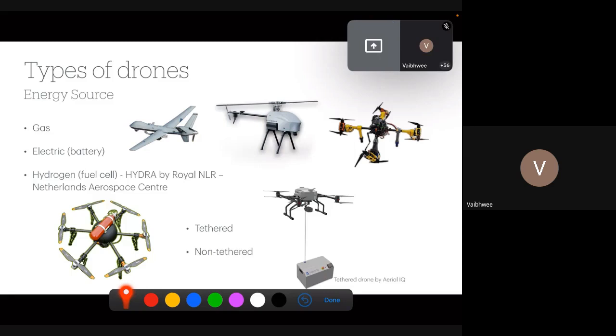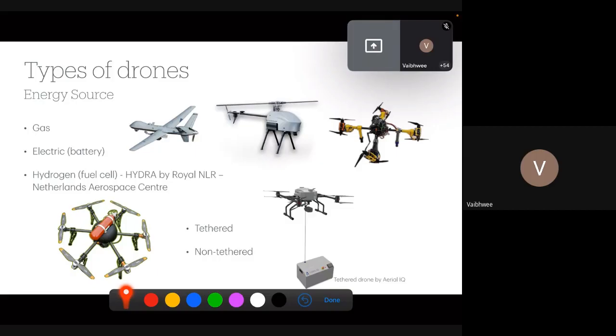This problem can of course be handled by gas powered drones. Of course, hydrogen drones have not come up yet commercially at large scale, but gas powered drones are of course there. But the problem is these gas powered drones have a good amount of noise signature. So when you do not want the noise signature to be significant, you want to have electric powered drones.